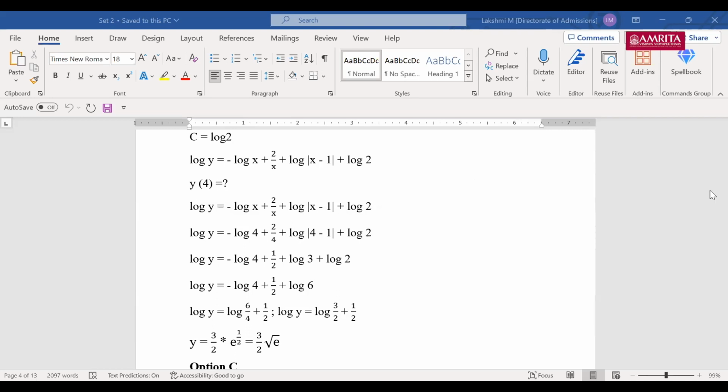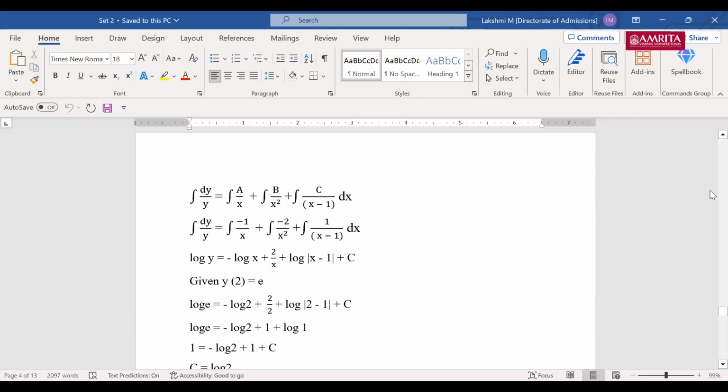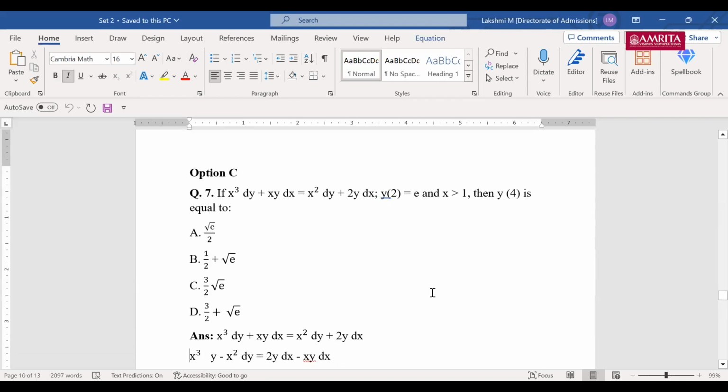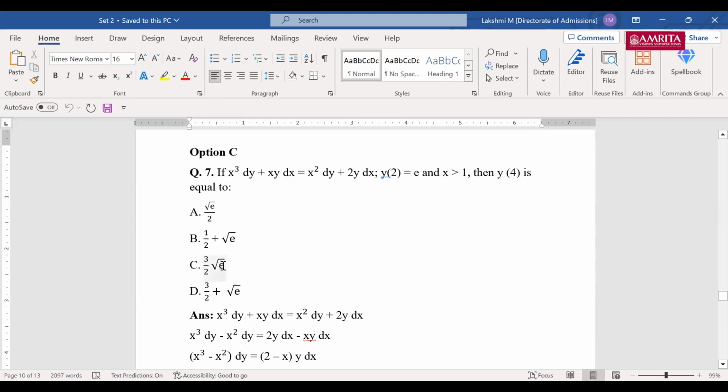What was the difference between option B and option C? It's 1 by 2 plus root e, this is 3 by 2 root e. Here also you may get confused. It's 3 by 2 root e and this is 3 by 2 plus root e.